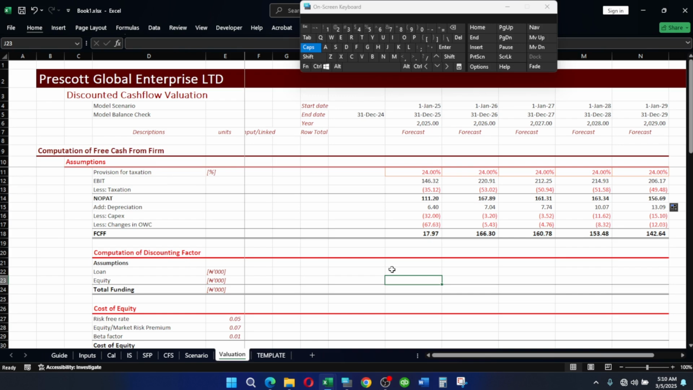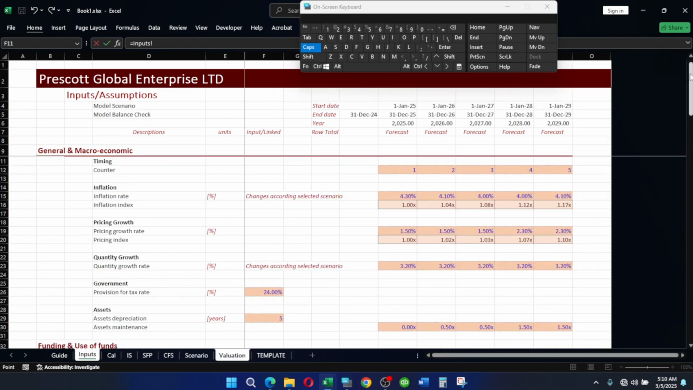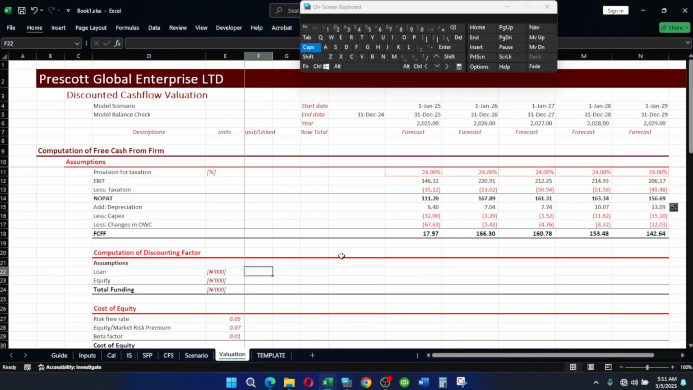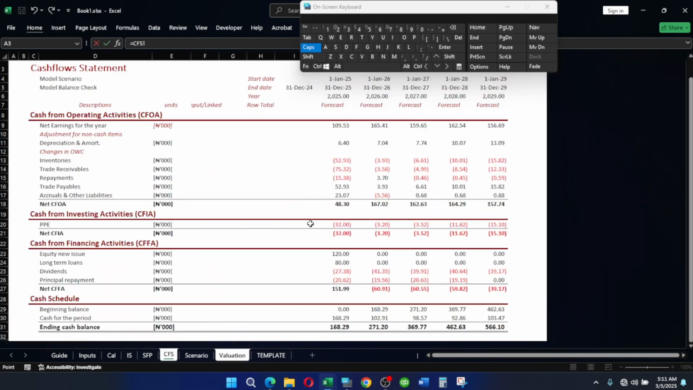In this section, we're going to be computing our cost of equity. First of all, what we're going to do is to link our loan, our funding part. So we're going to come back to our funding. Say equals to, go to your input, equals to, and go to your cash flow statement. You can find your loan there.